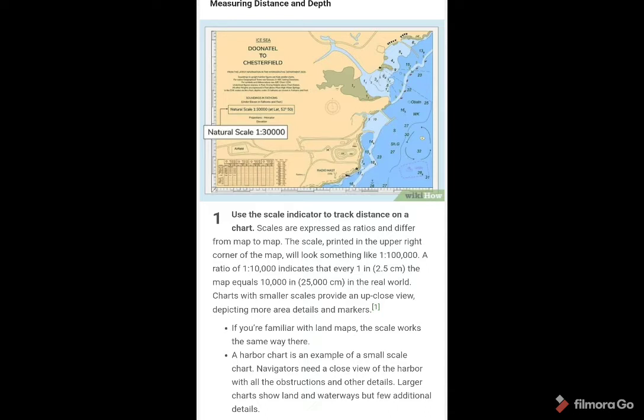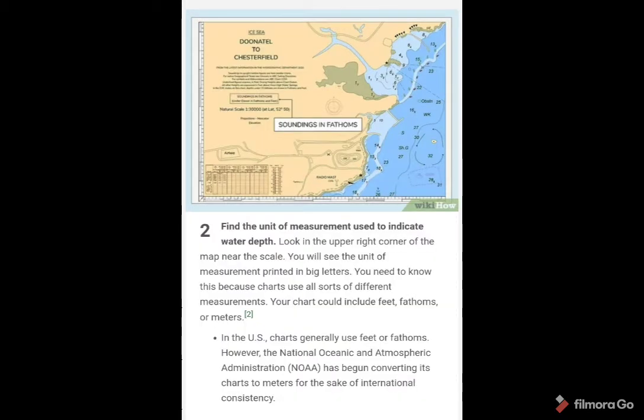A ratio of 1:10,000 indicates that every 1 or 2.5 centimeters on the map equals 10,000 or 25,000 centimeters in the real world. Charts with smaller scales provide an up-close view, depicting more area details and markers.